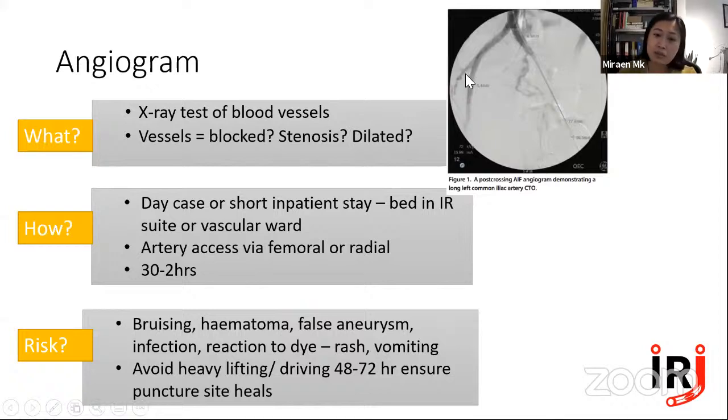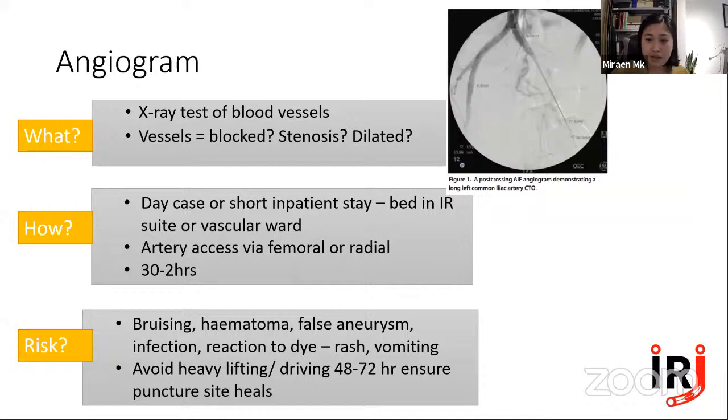How are these images obtained? Usually patients come in as a day case, or they're already an inpatient and they stay for a few days. Sometimes they go home on the same day, sometimes they stay maybe overnight. The bed can be in the IR suite if it's the same day, or if they're staying overnight, most probably on the vascular ward.